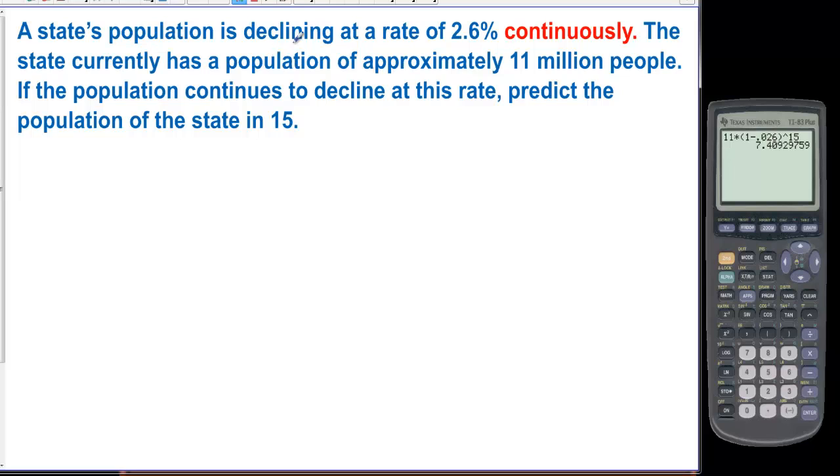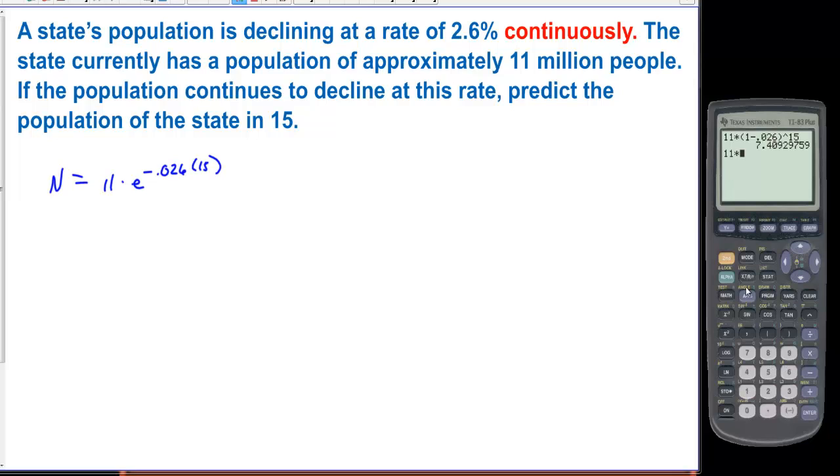A state's population is declining at a rate of 2.6% continuously. The state currently has a population of approximately 11 million people. If the population continues to decline at this rate, predict the population of the state in 15 years. So the number of people will equal 11 times e to the negative 0.026 times 15.